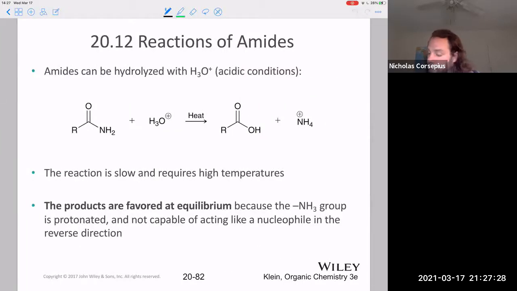Okay, so now talking about amides, we can actually hydrolyze an amide back to a carboxylic acid. So going from something less reactive to something more reactive, we just need to have an acid catalyst and catalyze with heat, okay? This is going to be a reaction where the products are going to be favored. That's because one of the things that's generated is this protonated ammonium ion, which is not a good nucleophile, so it can't go back. It is a very slow reaction, and you do have to put a lot of heat into it to get it done.